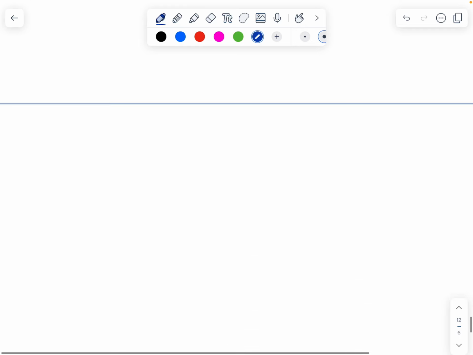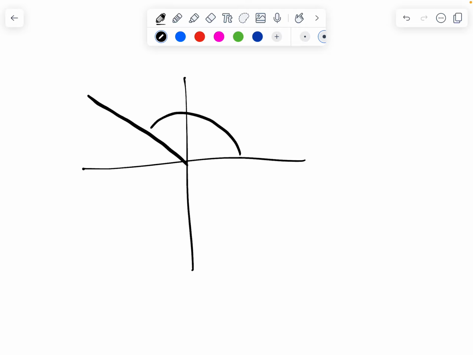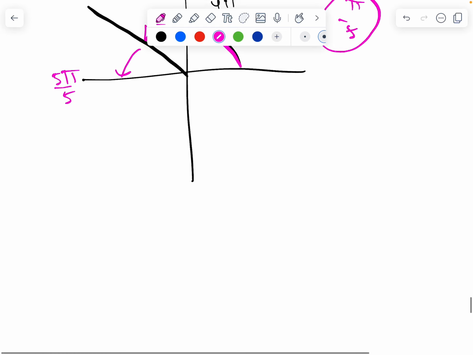Okay, let's do this now with radians. Let's say this is 4 pi fifths. Well, this right here is pi, so how do you square that? Well, pi is the same thing as, let's get a common denominator with this 5. We can call that 5 pi fifths. So if I've rotated 4 pi fifths, how much more do I need? Exactly, I need pi fifths. Pi fifths would be my reference angle.